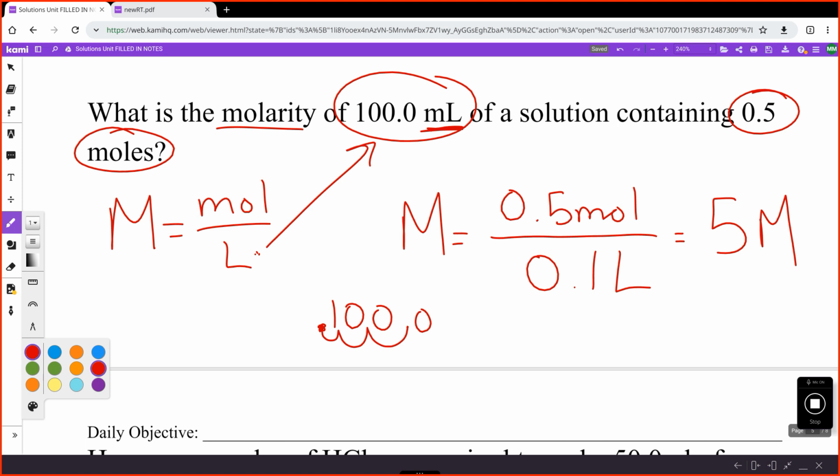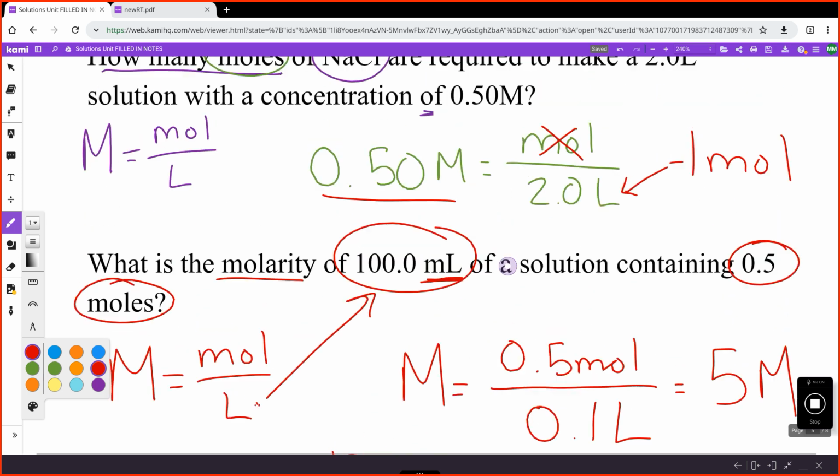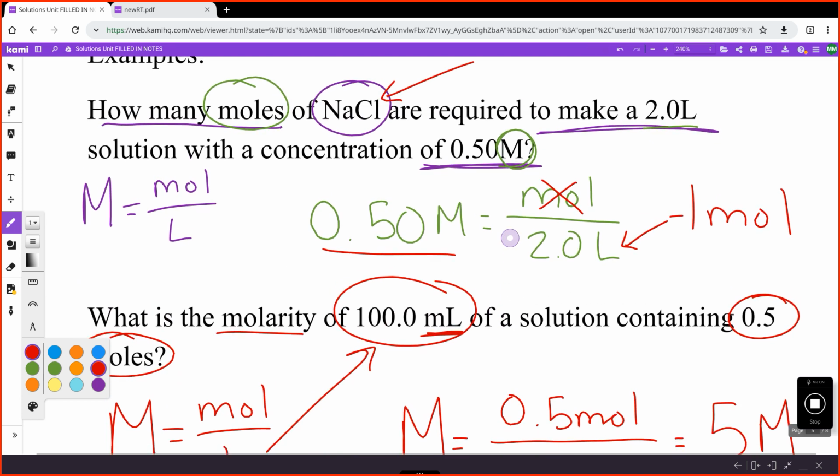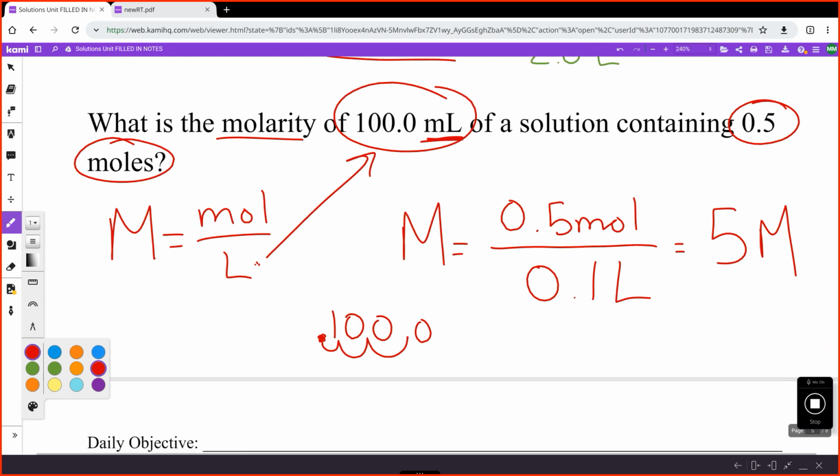So again, as I said in the last question, with these simple ones the solute doesn't matter, to the point where this question doesn't even mention what the solute is. But it tells you that you have 0.5 moles of it, and you have 100 milliliters of it. So the molarity is 5. Okay, those are the simple versions of this question.